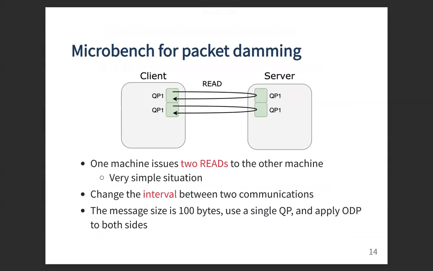This is a microbenchmark used for reproducing packet damming. This is a very simple benchmark, and just one machine issues two read operations to the other machine. We change the interval between two communications. The message size is fixed at 100 bytes, and we use a single queue pair, a communication resource in Infiniband, and we apply ODP to both sides.